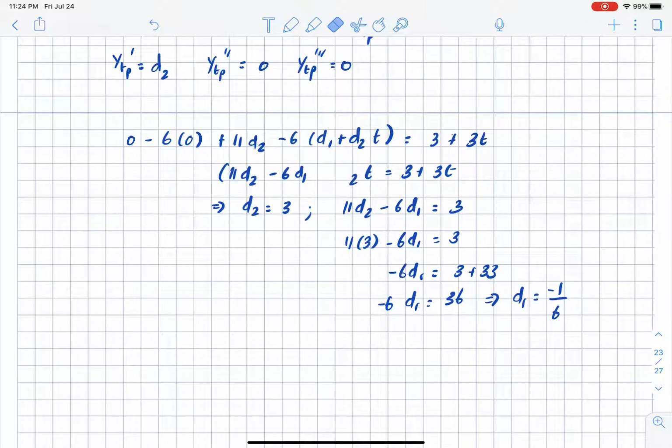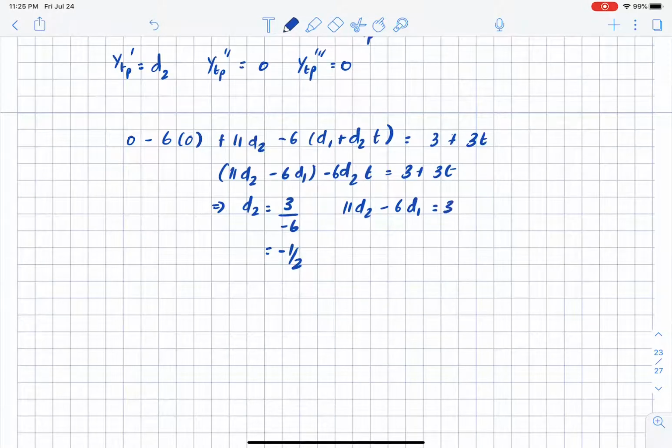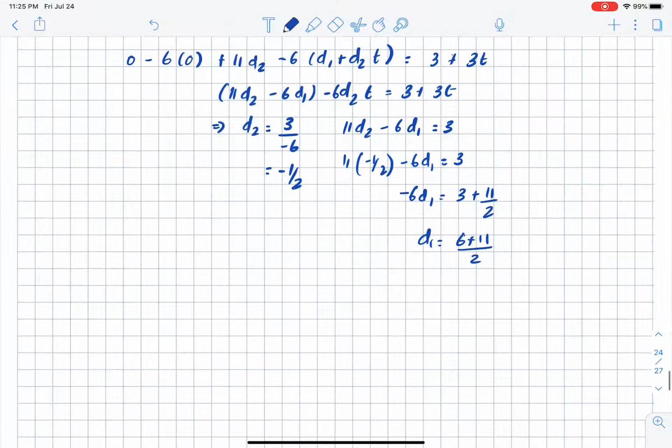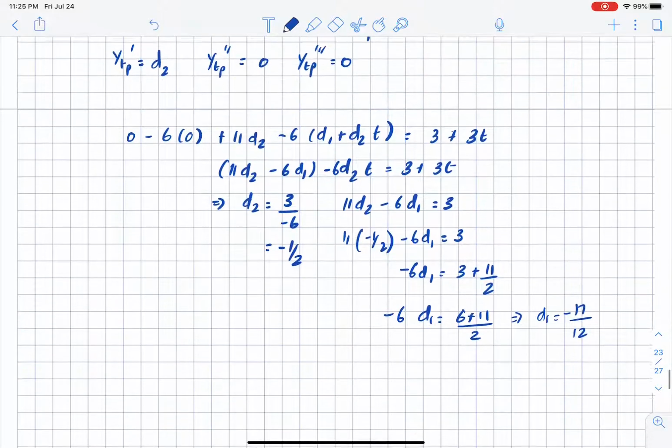Oh, my bad. We made a mistake here. It should be minus 6 d2, which would mean d2 is 3 over minus 6, which would give us minus 1/2. That changes everything. So 11 times minus 1 over 2 minus 6 times d1 equals 3. Minus 6 d1 would equal 3 plus 11 over 2, which would mean d1 is (6 plus 11) over 2 divided by negative 6, and we have 17 over 12 with a negative.